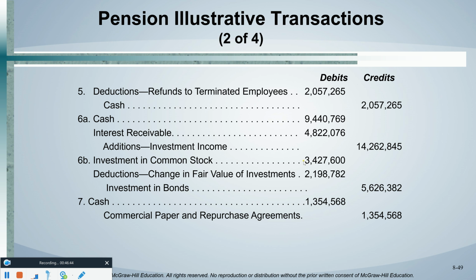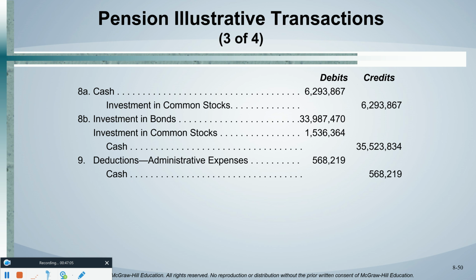They're going to make some investment changes. So they're going to invest in common stock. They will divest out of bonds. So they'll credit the investment for the bonds. And the difference between the two is, in this case, a negative change in fair value. That will be a deduction. Journal entry 7, we're cashing out of commercial paper: debit cash, credit commercial paper, which is an investment. Journal entry 8, we are cashing out of our investment in common stock: debit cash, credit the investment. Journal entry 8B, we're buying new bonds and stocks, credit cash.